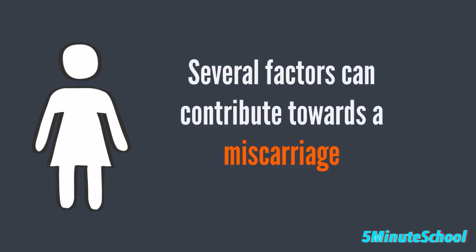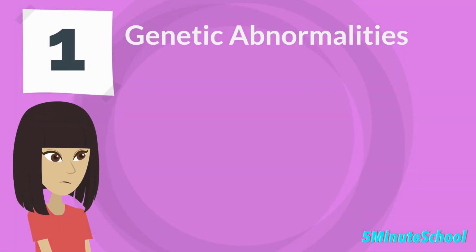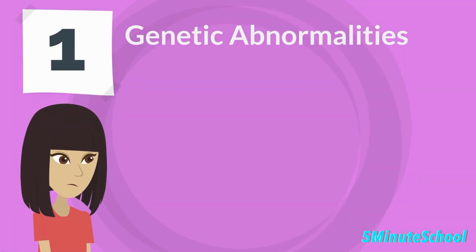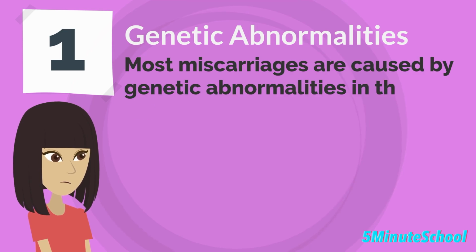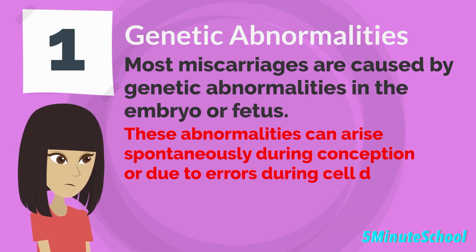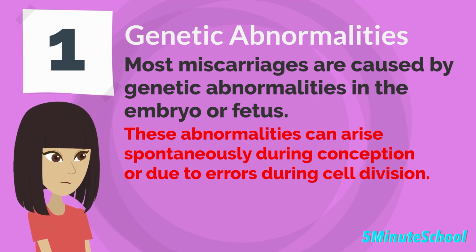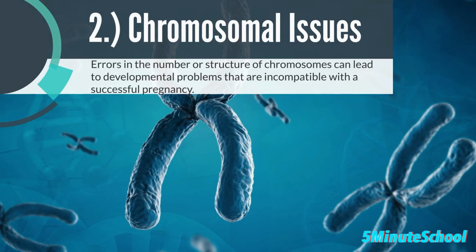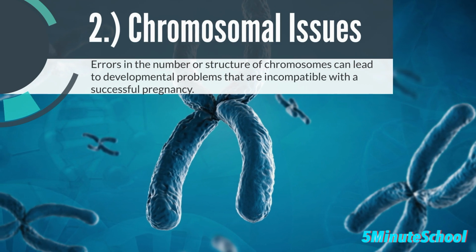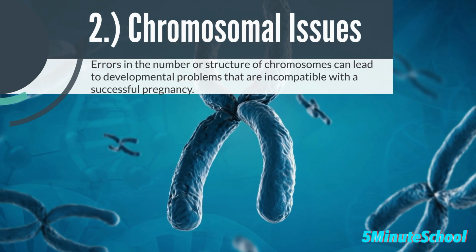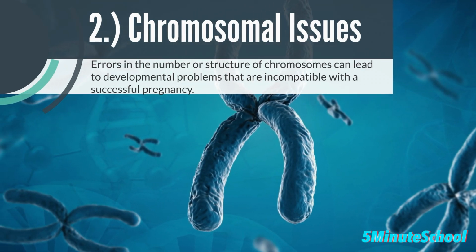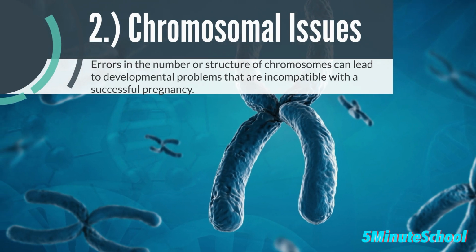Now, there are several factors that can contribute to the occurrence of a miscarriage. The first can be genetic abnormalities. Most miscarriages are caused by genetic abnormalities in the embryo or fetus. These abnormalities can arise spontaneously during conception or due to errors during cell division. A second cause can be chromosomal issues, so errors in the number or structure of chromosomes can lead to developmental problems that are incompatible with a successful pregnancy.